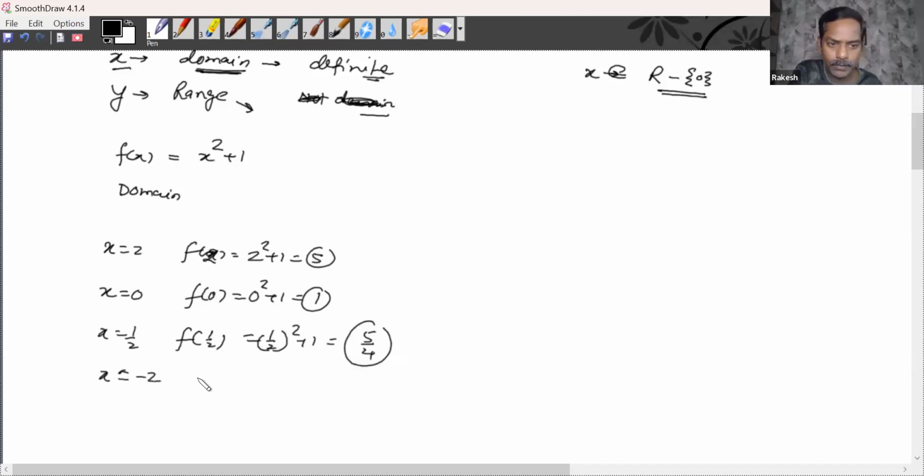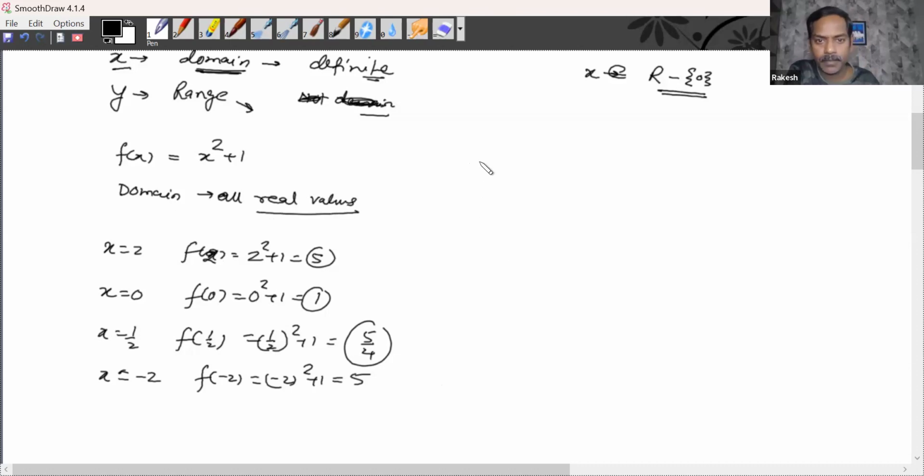If I take the value of x to be, say, minus 2, so f of minus 2 is minus 2 square plus 1, which will again give me 5, right? And you can try some more values. So you'll find that x can take all real values. So we'll see that the domain here is all real values.